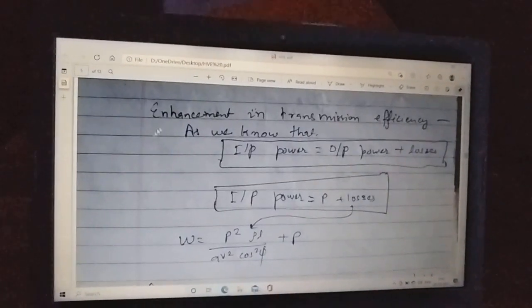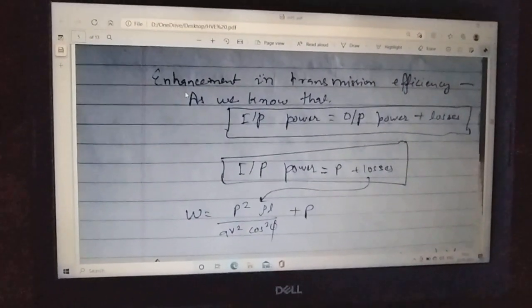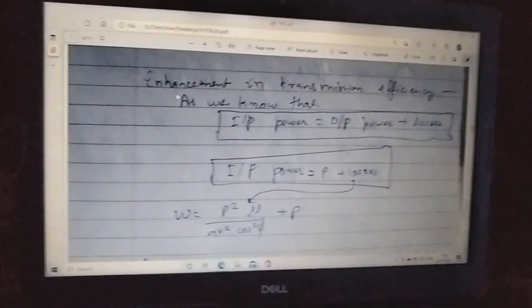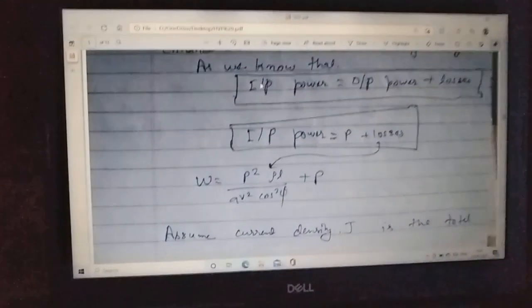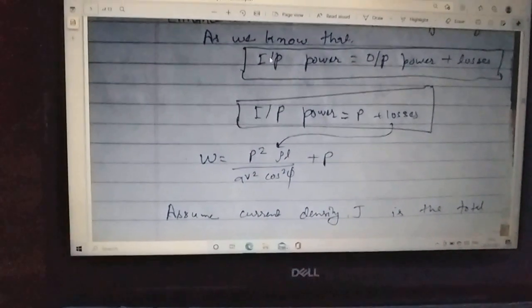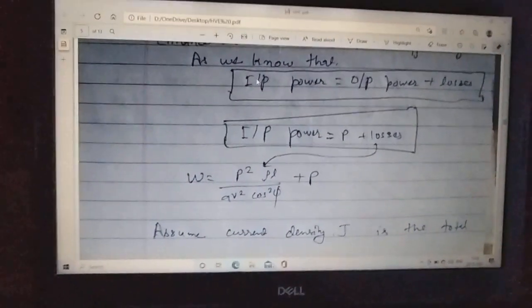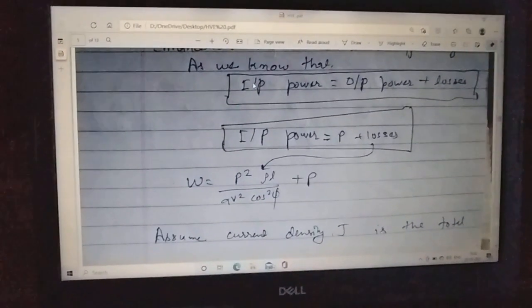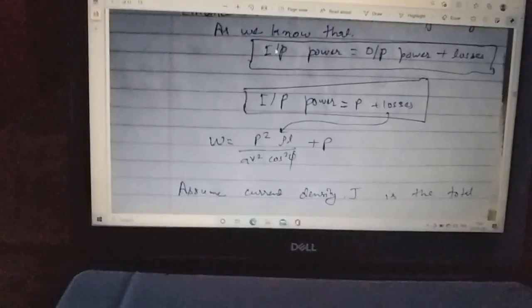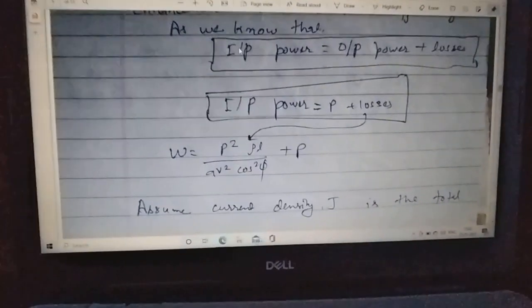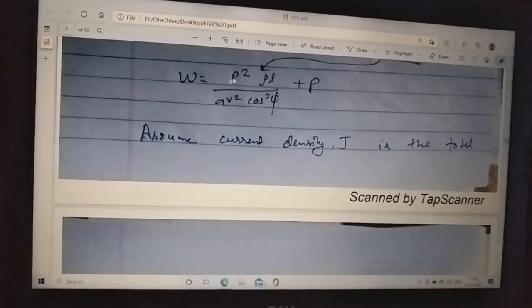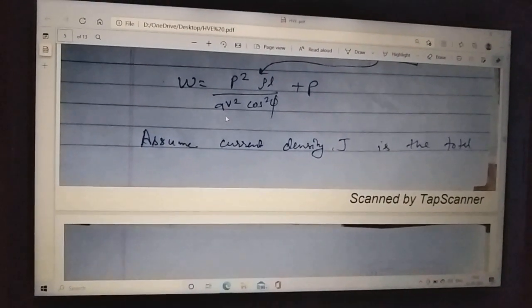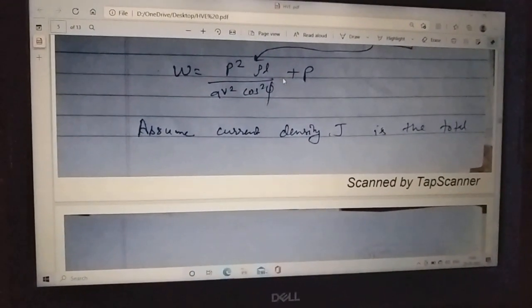And now let's see how transmission efficiency is enhanced. As we know, if we supply input power to any transmission line, then we will get the output power, and there will obviously be some losses. Then the input power equals output power plus losses. So if we take it in the form of a formula, then W equals P squared rho L divided by A V squared cos squared phi plus P.